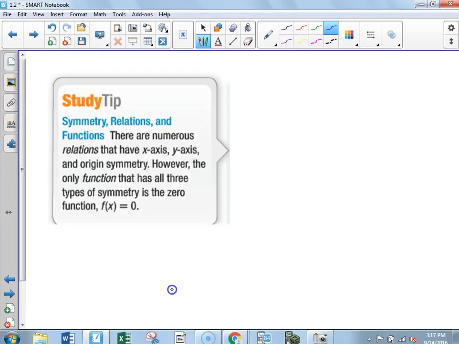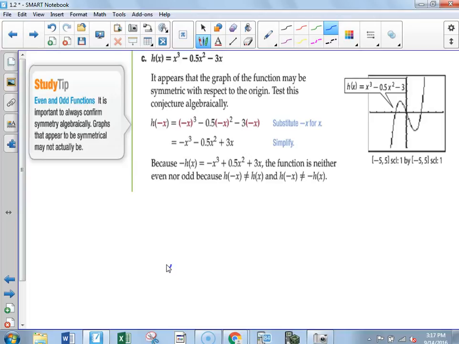All right. This is just a little study tip that says there is no function other than f of x equals 0, which is the point at the origin, that has symmetry about x, y, and the origin. All right, I want you to watch this one. I don't think you have this, and I'm fine with you not writing anything down. I just want you to watch an algebraic test.